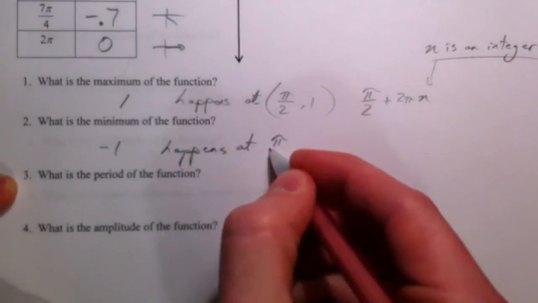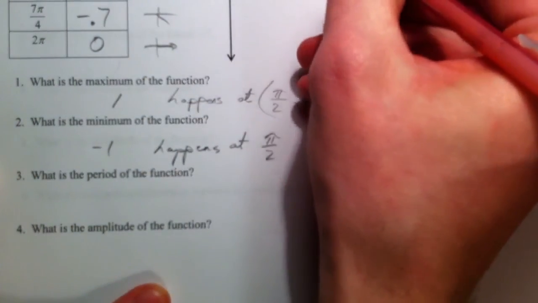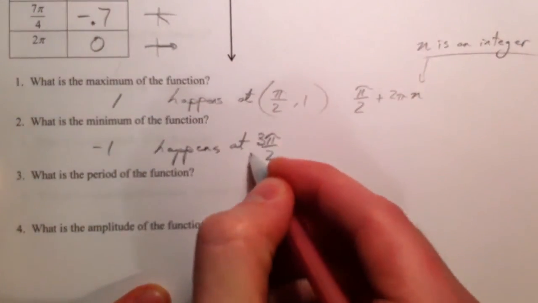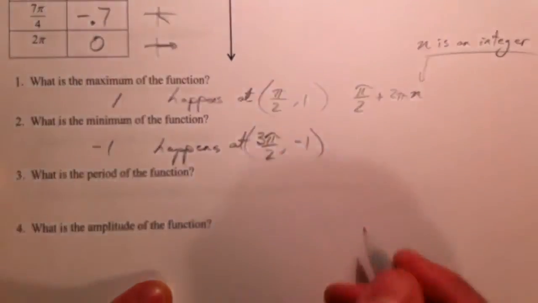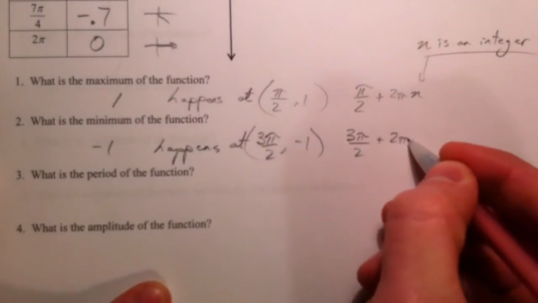Happens at pi over 2. Sorry, 3 pi over 2, comma, negative 1. And then 3 pi over 2 plus 2 pi n.